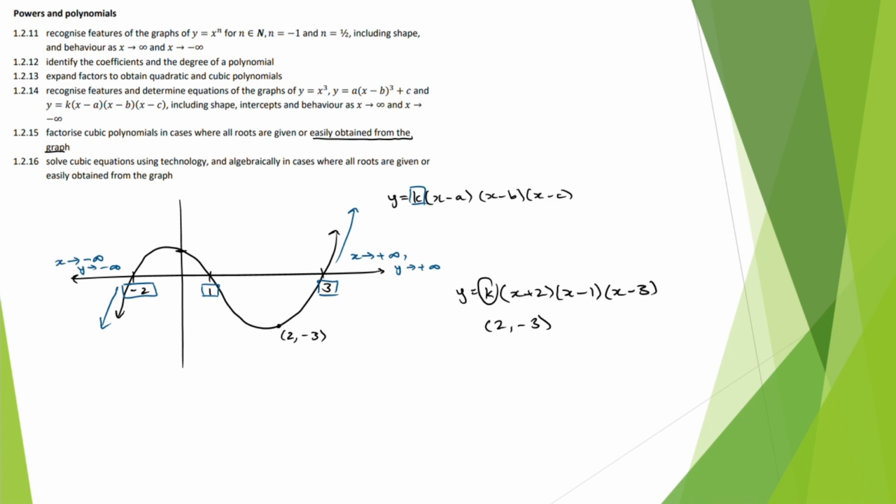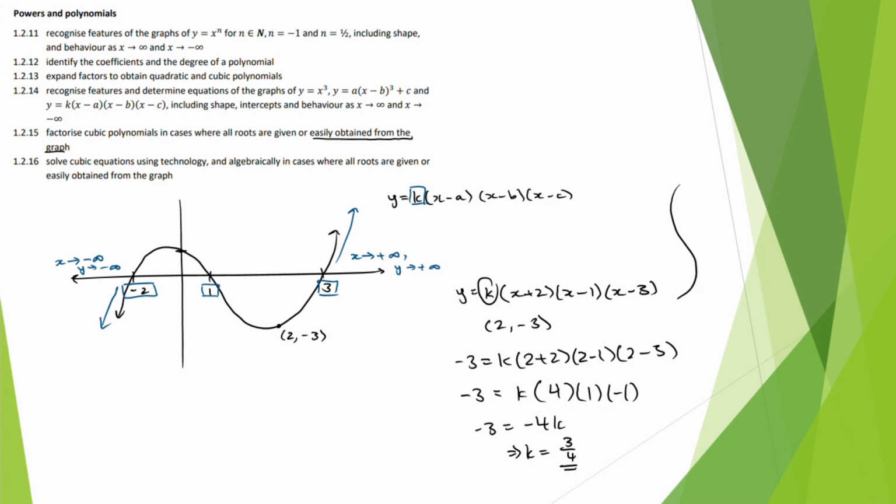The way that we can find k is by substituting these values into the equation. That is, -3 equals k(2 + 2)(2 - 1)(2 - 3). So we have -3 equals k times 4 times 1 times -1. We have -3 equals -4k, and so k equals 3/4. As a result, our final solution will be y equals 3/4 (x + 2)(x - 1)(x - 3).